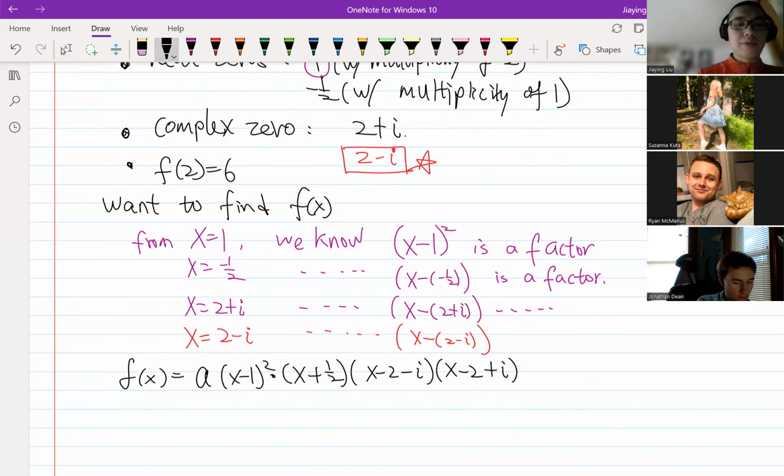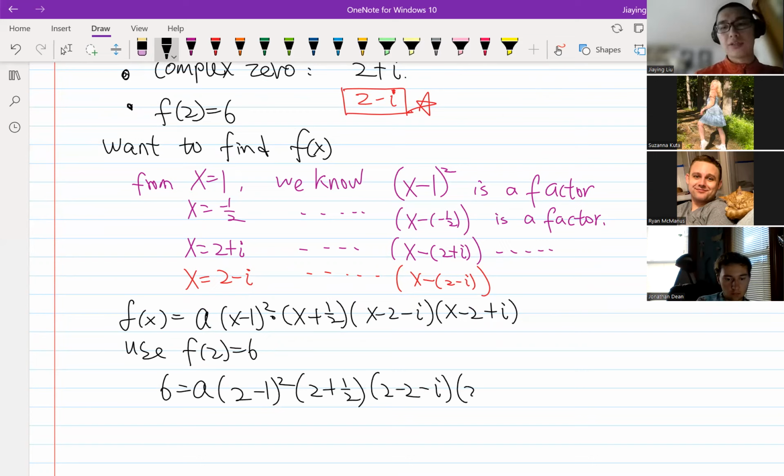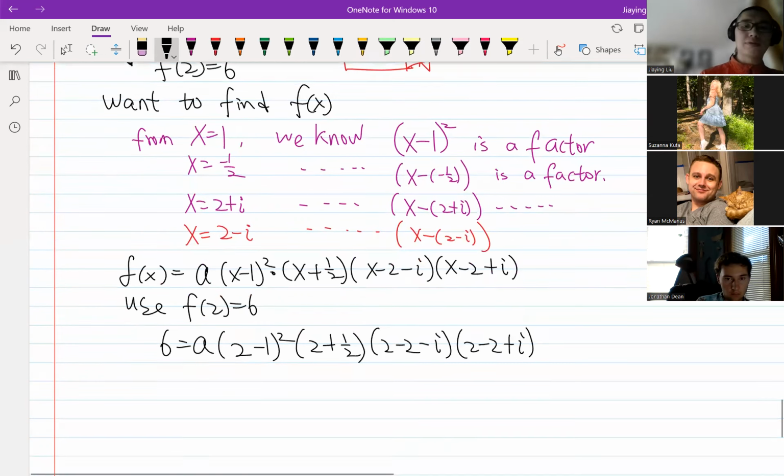So let's use f of 2 equals 6. If I take 2, put it in for x, and the 6 for y, I get 6 equals a times (2 minus 1) squared, which is 1, not too bad. And then 2 plus 1 half, that's okay. And 2 minus 2 minus i, and 2 minus 2 plus i. So it turns out that with this example, it's not that crazy.